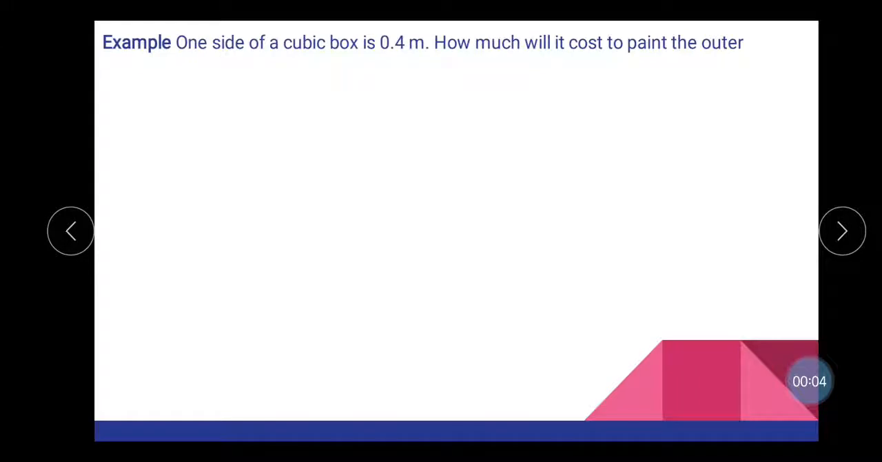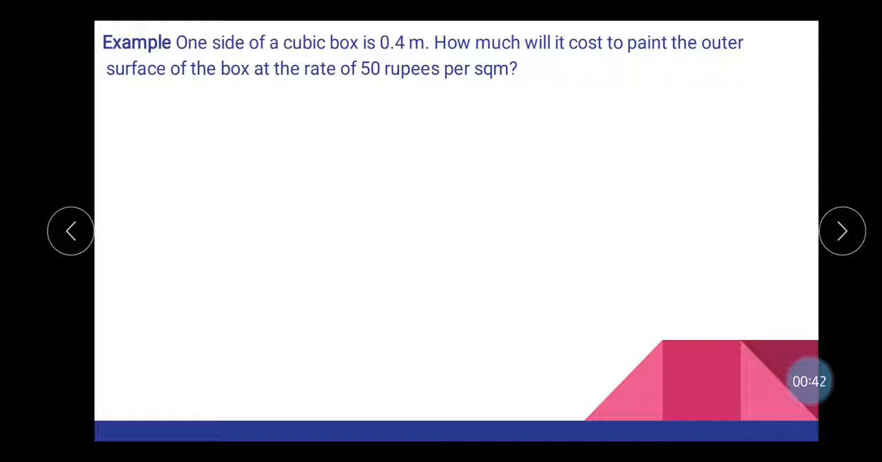Now let's see the next example. One side of a cubic box is 0.4 meter. How much will it cost to paint the outer surface of the box at the rate of rupees 50 per square meter? So one side of the cubic box is given as 0.4. We need to paint the outer surface of this box, and per square meter the rate is 50. So we need to first find the total surface area of this cube box, and then whatever total is coming, we will be multiplying by 50 rupees.